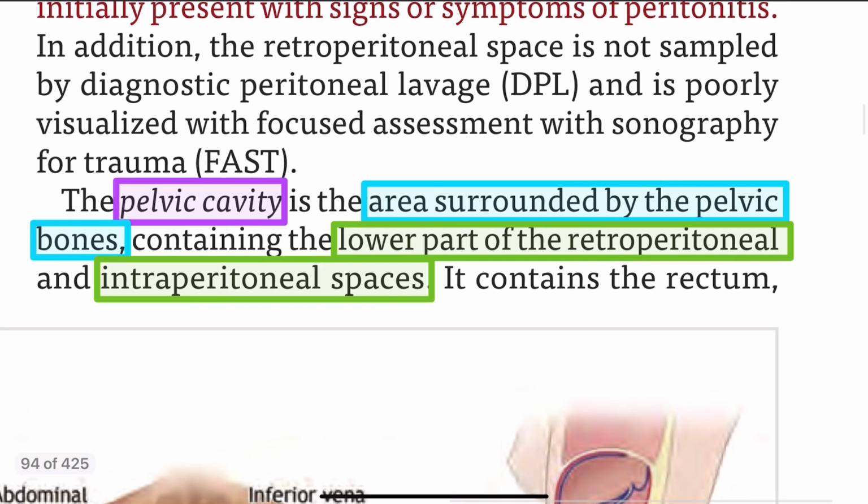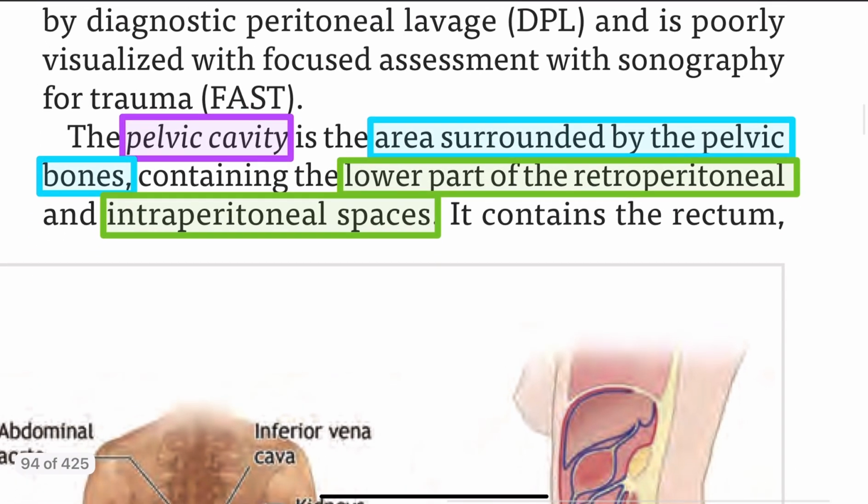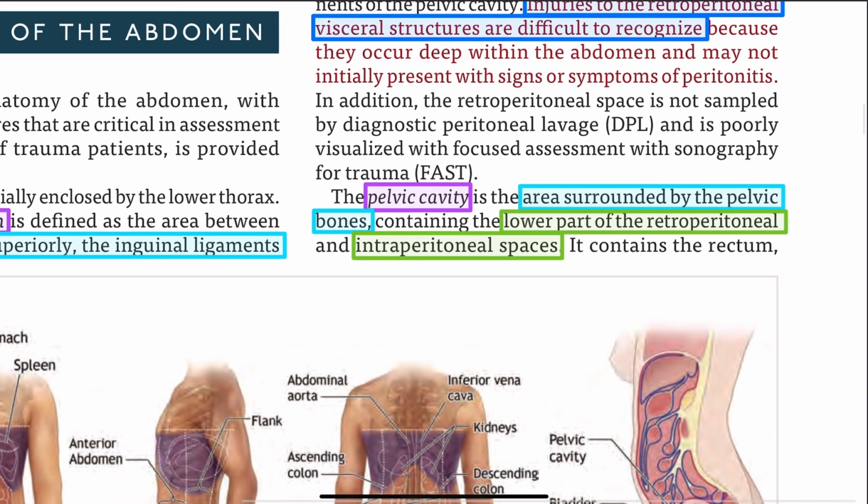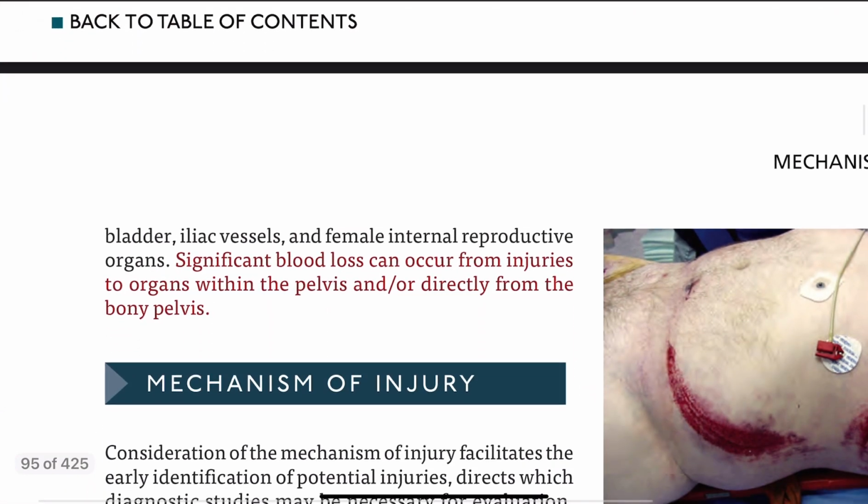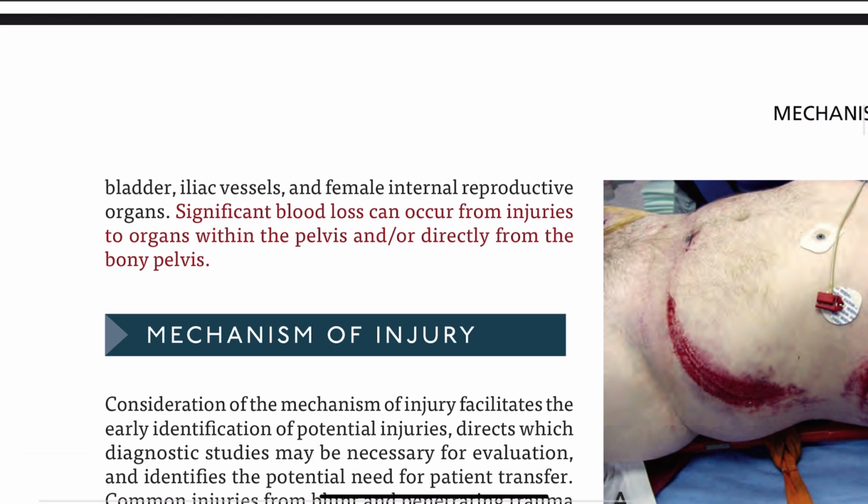So what is the pelvic cavity? The pelvic cavity is the area surrounded by the pelvic bone, and the lower part of the retroperitoneum and intraperitoneal space present in the peritoneal cavity. It contains the rectum, bladder, iliac vessels, and female internal reproductive organs.